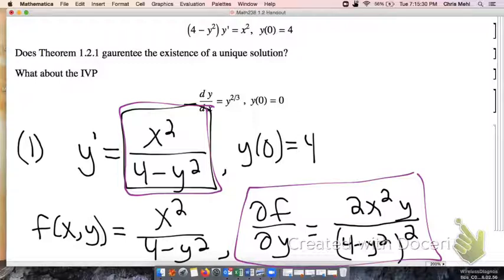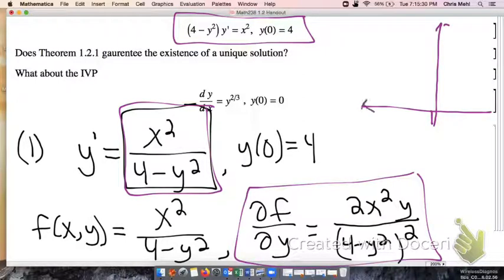Okay, so now I'm going to draw the xy plane for you. Actually, let me be a little smarter about this. My initial condition up here is y of 0 equals 4. So, I think I can draw this more like that. There we go. That's the x-axis, that's the y-axis. If I go up 4 units, here's the point (0, 4).